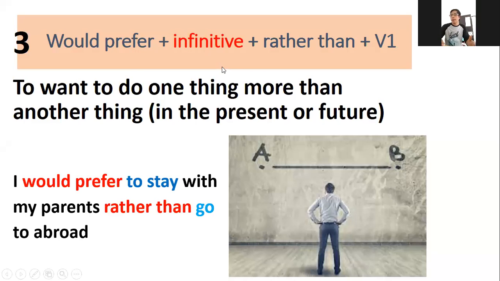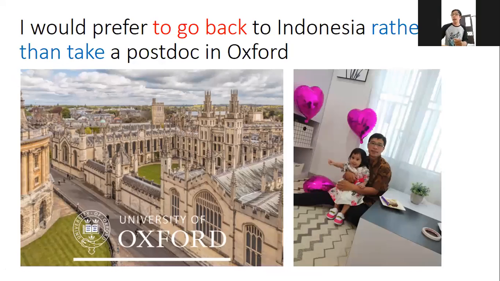So remember, if you want to express your preference for doing something more than another thing, this means you decide you will stay with your parents instead of going abroad. And here is a story of mine. For example, I would prefer to go back to Indonesia.